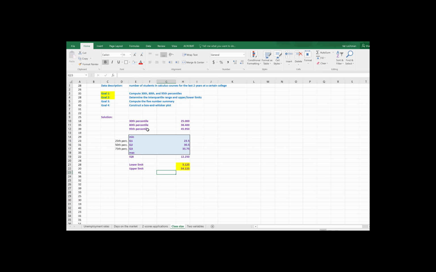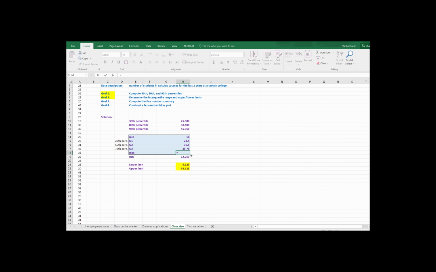Okay, so now we just need to figure out what the minimum is. And that one is really easy. You would just plug in min, open the parentheses, get your data. That's it. So the minimum is 18. 18 is the smallest number. So 18 was the smallest class, and it is not smaller than 5.125, so we don't have an outlier on the lower side.